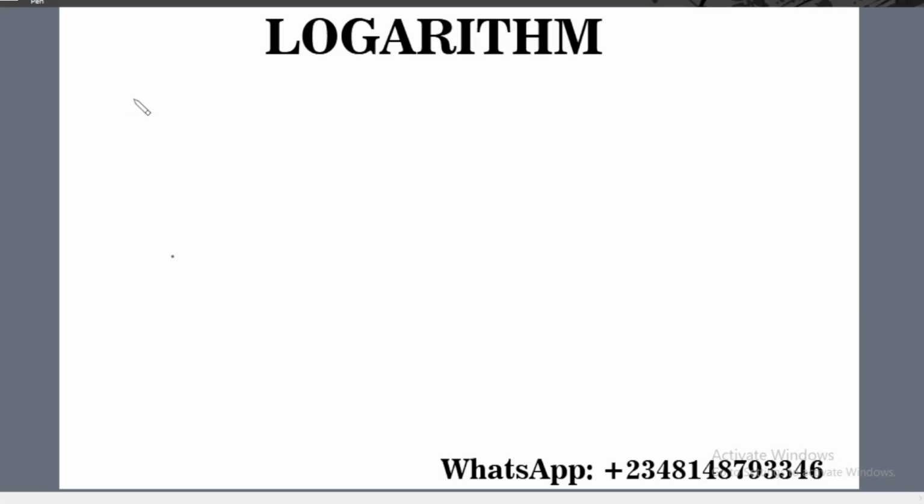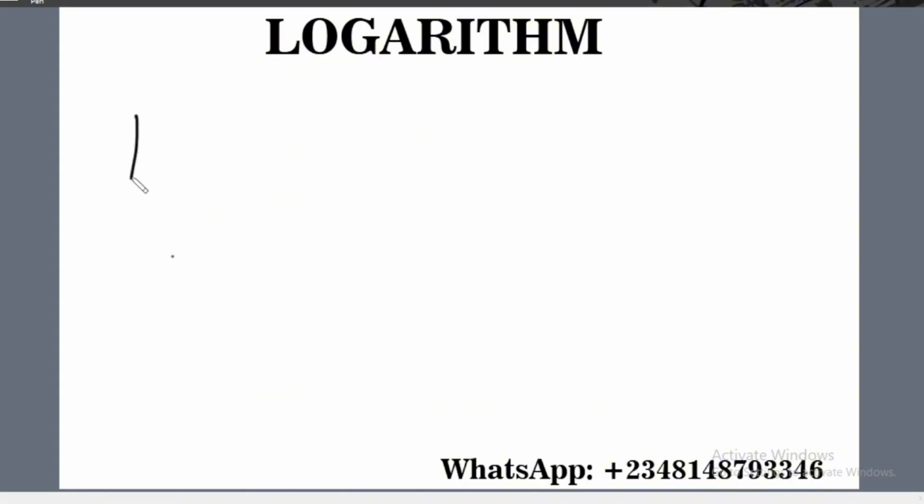What then is logarithm? A logarithm is a mathematical function that serves as the inverse of exponentiation.